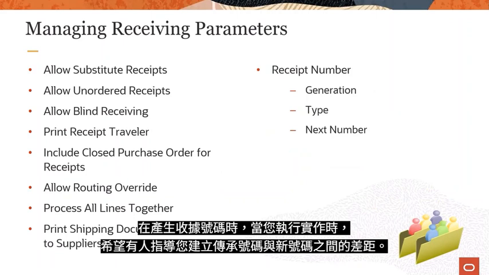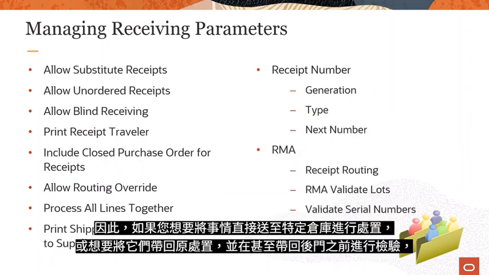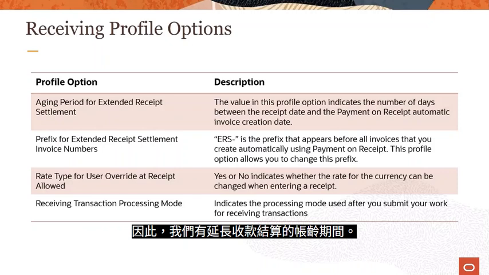Some additional profile options. So we have the aging period for extended receipt settlement, so you can manage that. If you're doing the pay on receipt or extended receipt settlement, you can have it prefix those. I think the default's ERS. Rate type for user override at receipt allowed, yes or no. You can override the currency or the rate type. And then the last one is how you want to process your receiving, in batch or as they go.